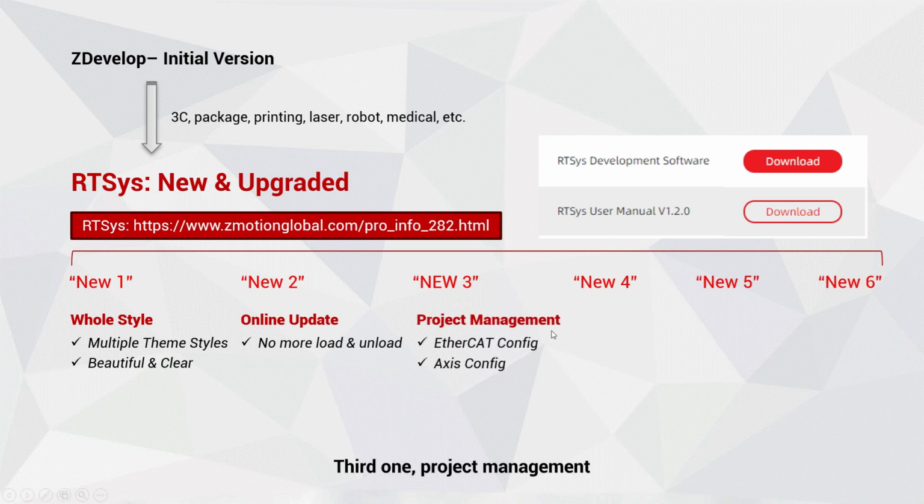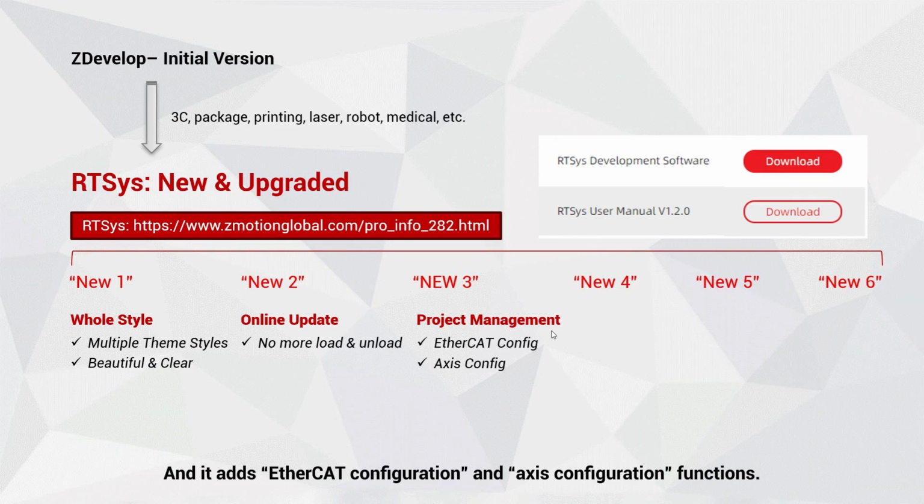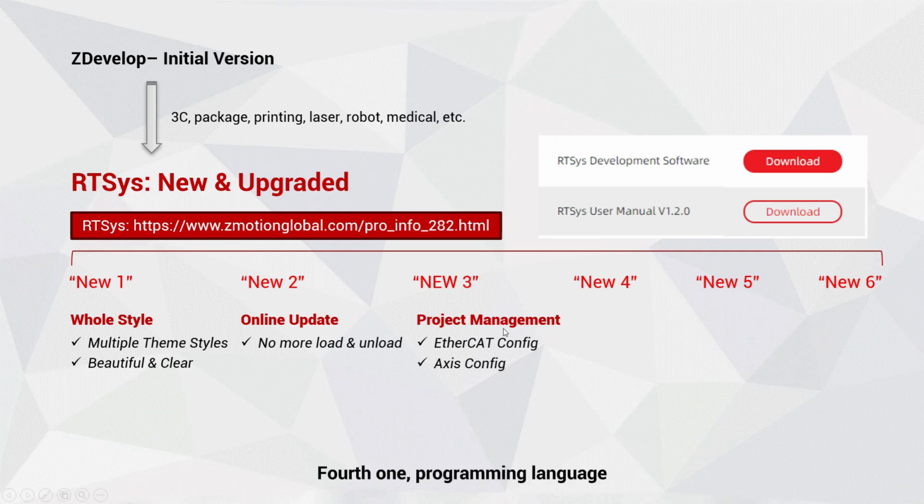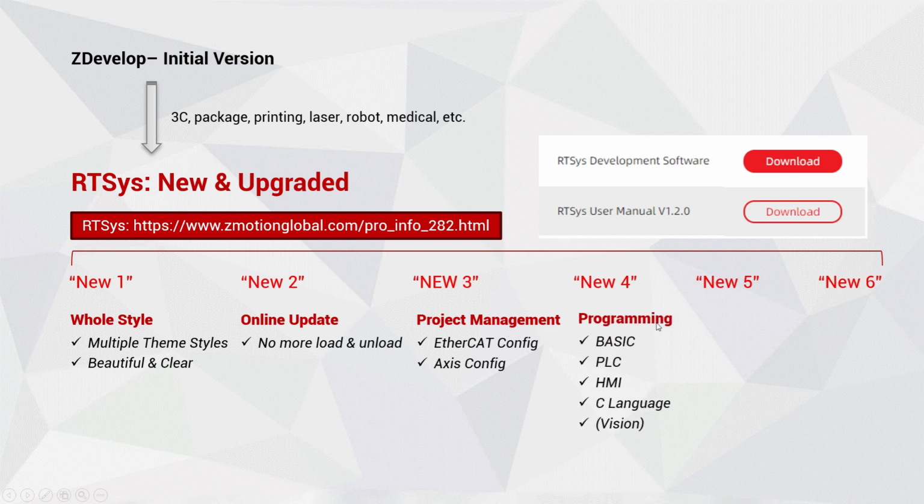Third one, project management. The original file view now becomes project view, and it adds EtherCAT configuration and access configuration functions. Fourth one, programming language. Four languages are available now: RT-Basic, RTPLC, RTHMI, C language.